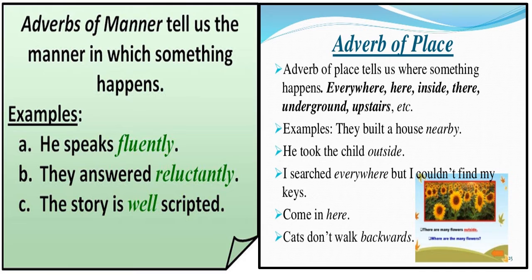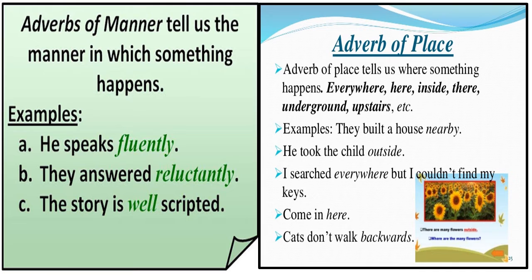Let's look at a few examples. He speaks fluently. How does he speak? Fluently. They answered reluctantly. How did they answer? Reluctantly. The story is well scripted. How is it scripted? It's well scripted. So, adverb of manner answers the question how the action is performed. Very easy, isn't it?